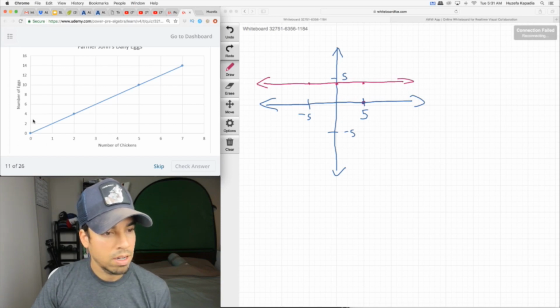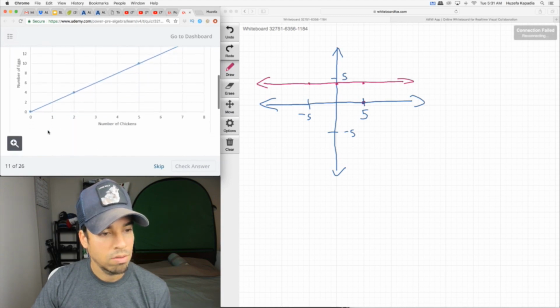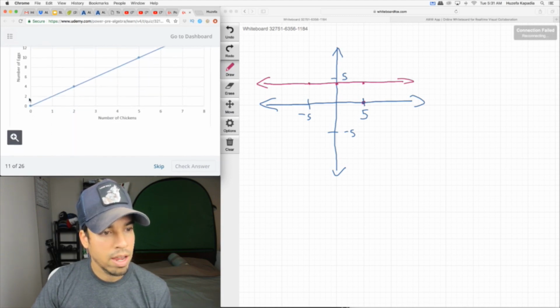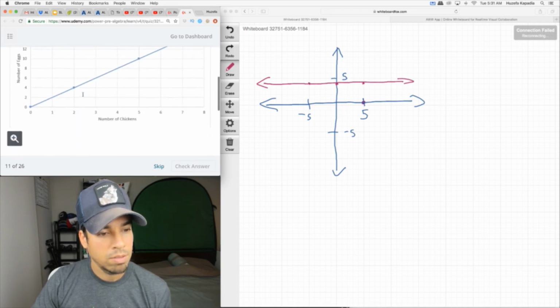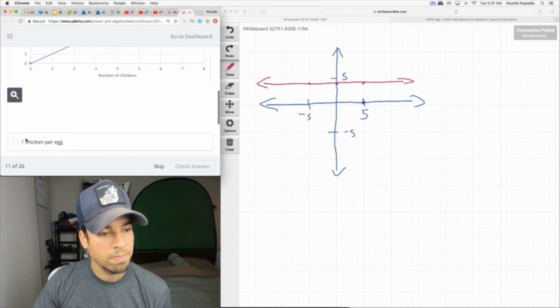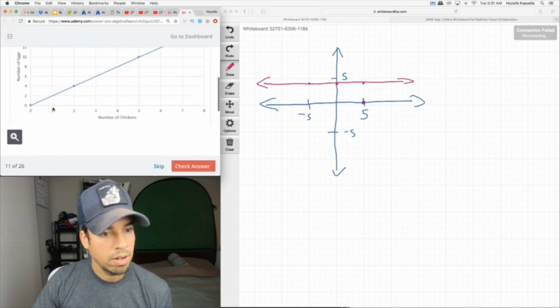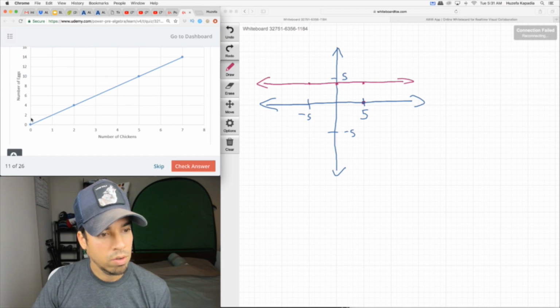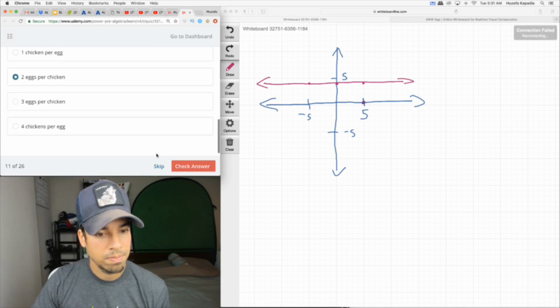So we have 4 eggs for every 2 chickens, right? Or we could say 2 eggs for every 1 chicken. And that's basically it. 2 over 1. 2 eggs per chicken, right here. Rise going up by 2 eggs, over run going over by 1 chicken, up 2 over 1, and that's it.